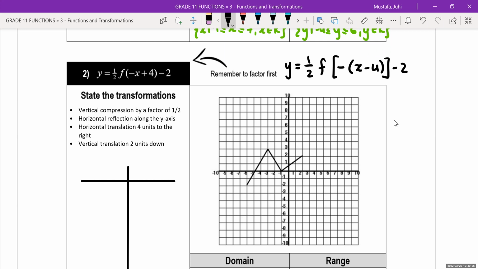Okay, and now you can see that our k value is actually, sorry, not a k value. We have a horizontal reflection and we have a horizontal translation. That's the most important thing really for this lesson, and the rest of the questions all require factoring, so we're going to do it a bunch of different times. Okay, what are the transformations? We have a vertical compression by a factor of a half because there's a number on the outside that's a fraction. There's a negative sign inside my bracket that is a horizontal reflection along the y-axis. Then we have a horizontal translation 4 units to the right, and we have a vertical translation 2 units down.